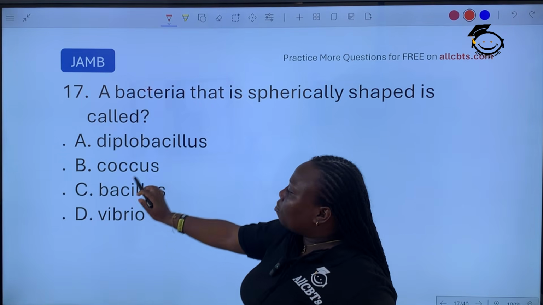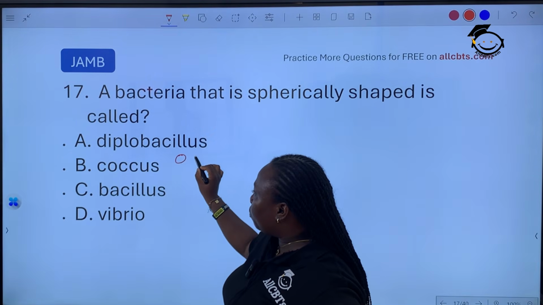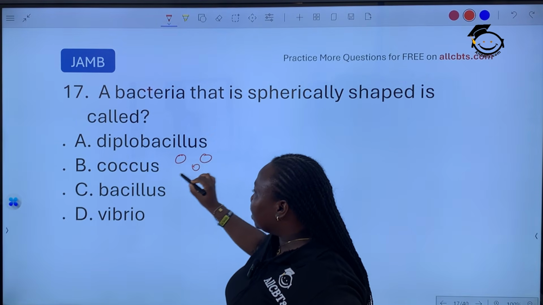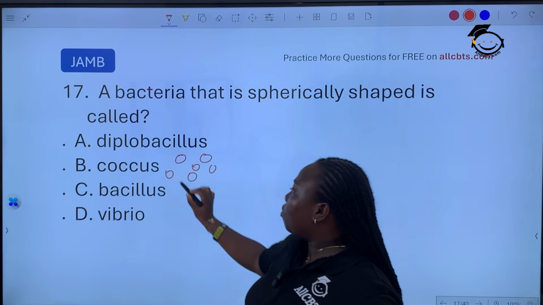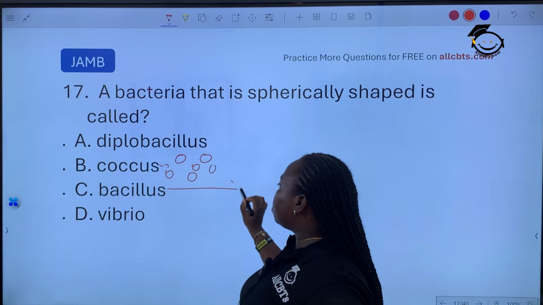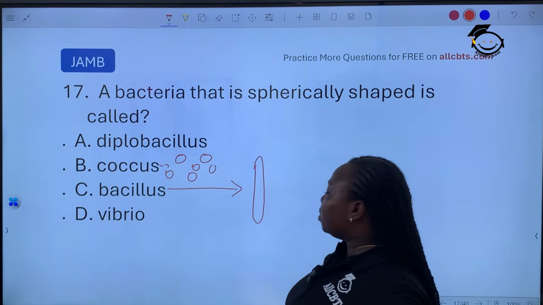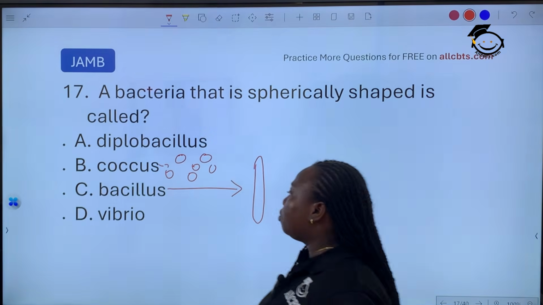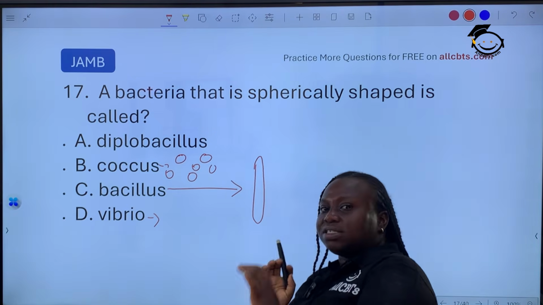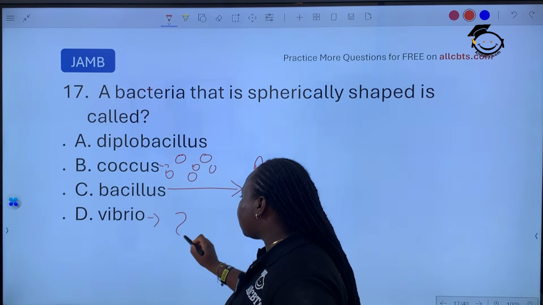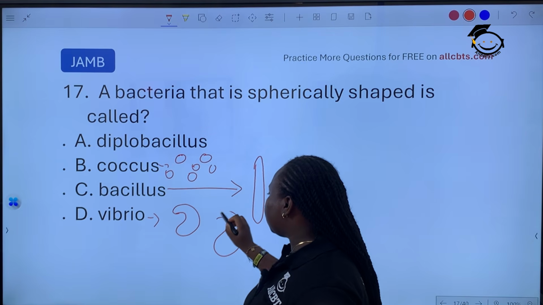Let's start from coccus. Coccus are always round. They look something like this. Now, bacillus has a rod shape. Now, the vibrio looks like a bent C. They look like this. So when you see them like this.